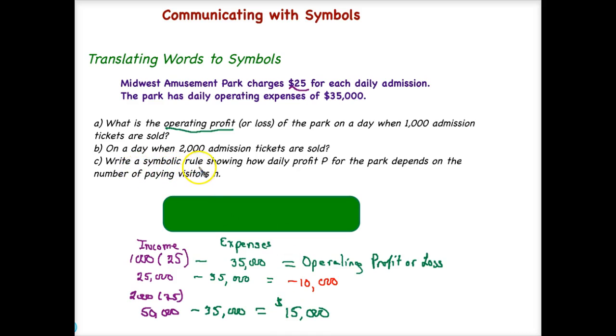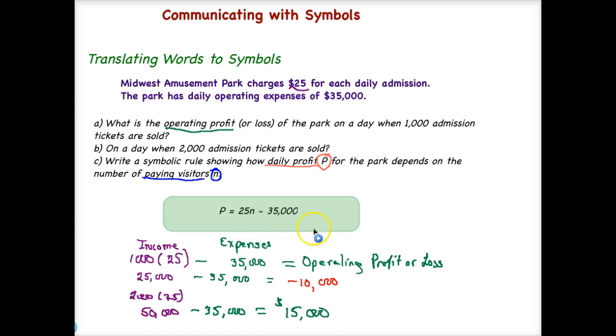How can we then write a symbolic rule showing how daily profit P, so notice we're going to use this symbol P to represent our daily profit, for the park depends on the number of paying visitors N. So we're going to use N to represent the number of paying visitors. How can we take what we did here in our heads and turn it into a symbolic relationship? Pause the video, come back and see if you can do this. Well, hopefully this is what you got. Our daily profit, P, is equal to 25, which is what we did here, times the number of admission tickets or paying visitors, minus the 35,000. It's not too bad.